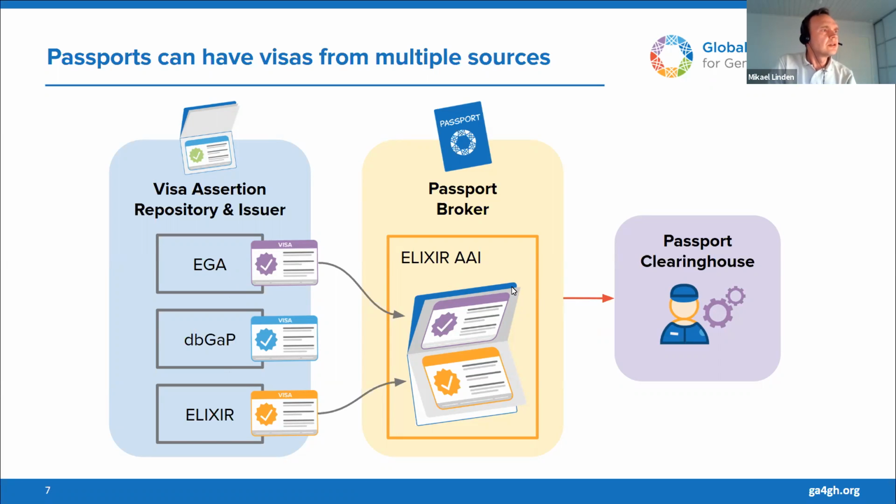And the syntax of the visas is JWT, so it has a signature that comes from the visa issuer, and that guarantees that the visas are immutable. So the broker can decide to include or exclude some visas in the passport, but it can't change the visas when they come from the issuers.